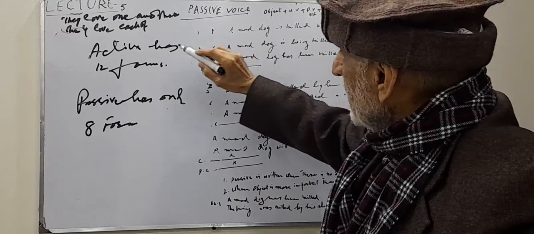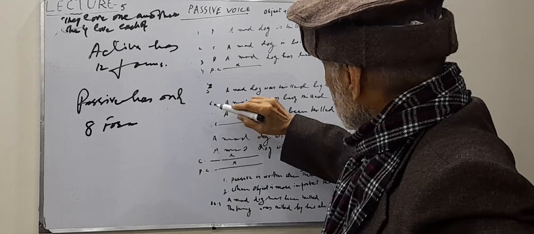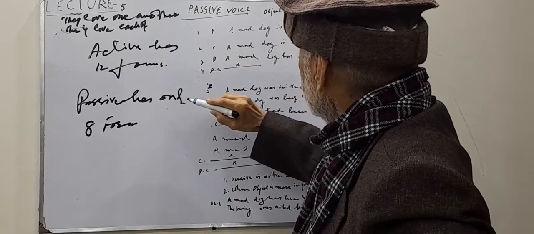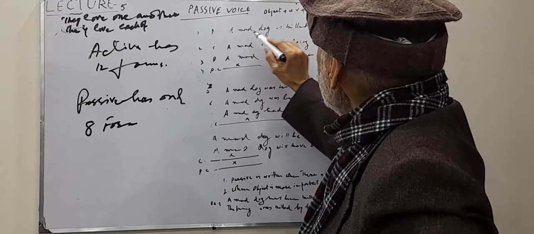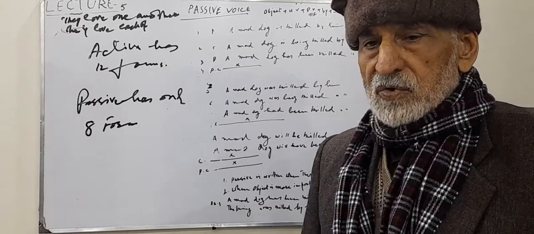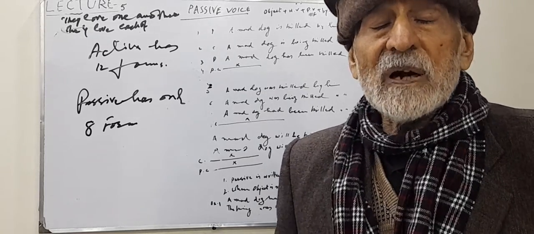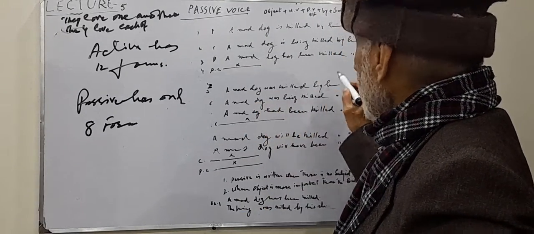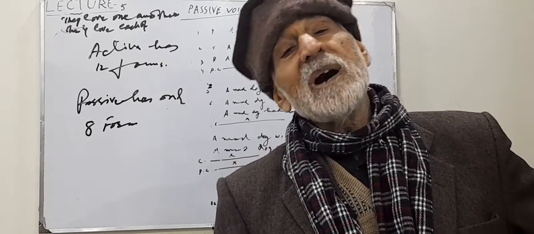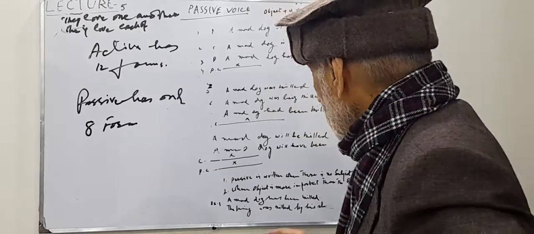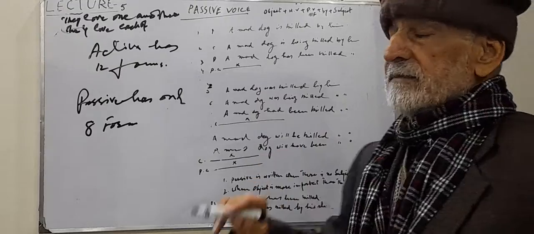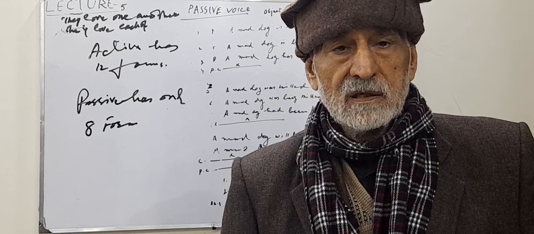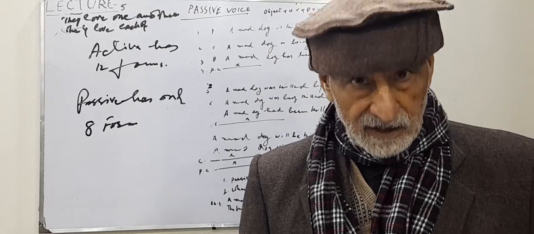This is an active sentence. Let's start from the passive itself. Indefinite. A mad dog is killed by him. He kills a mad dog. Indefinite present. A mad dog was killed by him. He killed a mad dog. Past. A mad dog will be killed by him. He will kill the mad dog. Future.